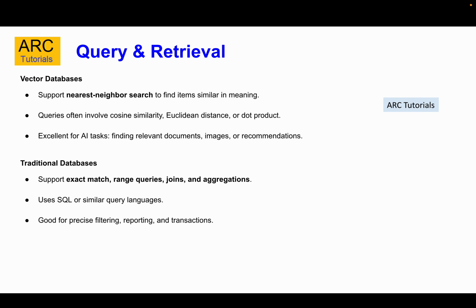A vector database supports nearest neighbor search to find items similar in meaning. Vector database queries often involve cosine similarity, Euclidean distance, or dot product. They are excellent for AI tasks like finding relevant documents, images, or recommendations. Traditional databases support exact match, range queries, joins and aggregations. Traditional databases can use SQL or NoSQL kind of languages. They are good for precise filtering, reporting, and transactions.